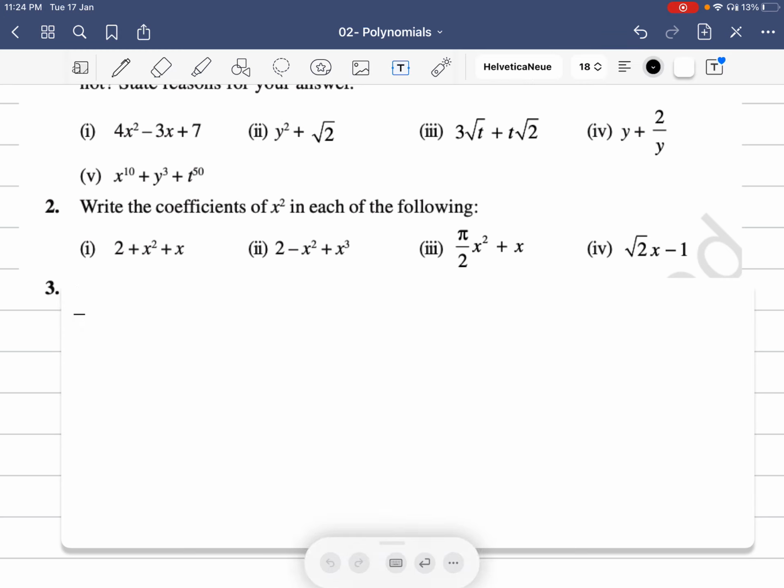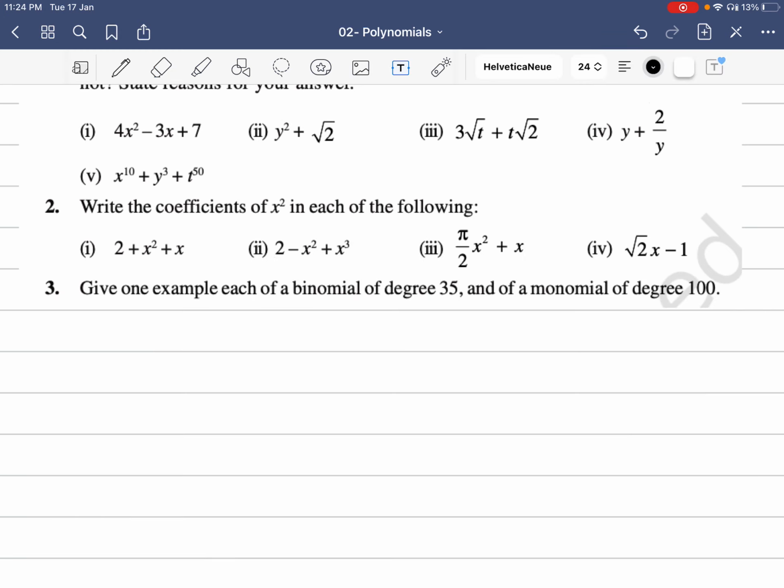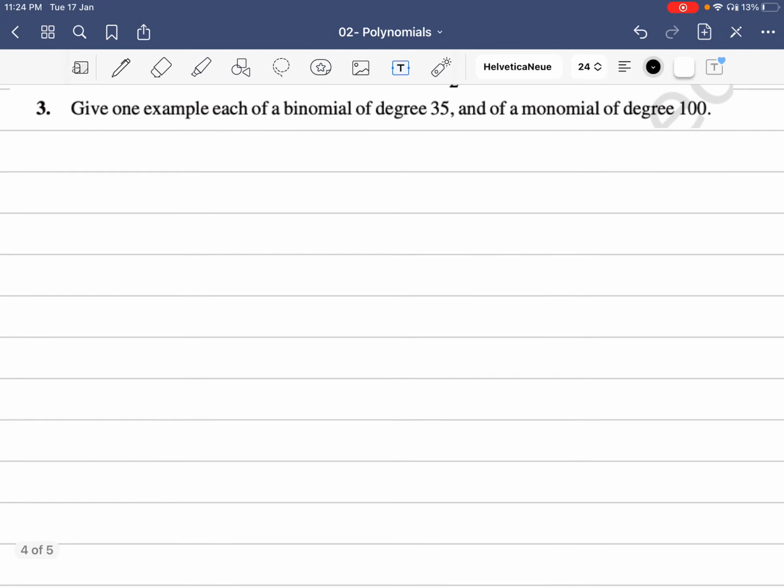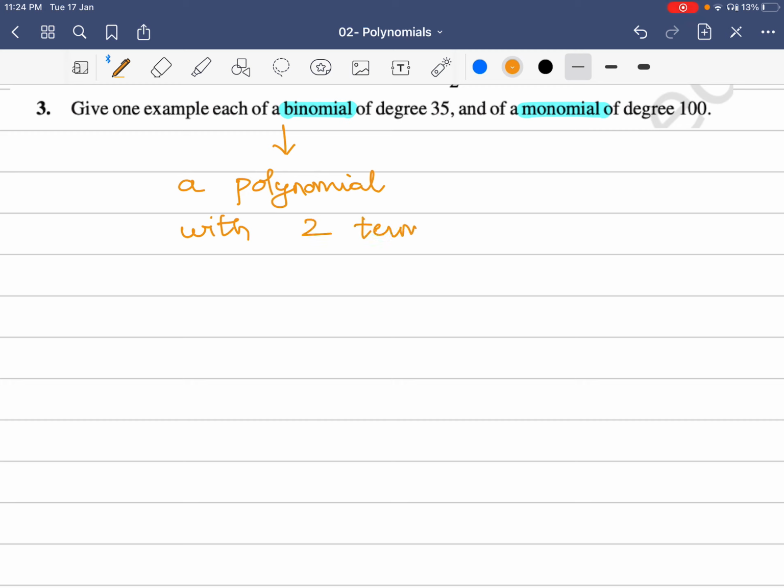Now the third question is as follows. Let's read it up. Give one example each of a binomial of degree 35 and monomial of degree 100. So let's highlight these terms, binomial and monomial. So what is a binomial? Binomial, as we have seen, is a polynomial with two terms.